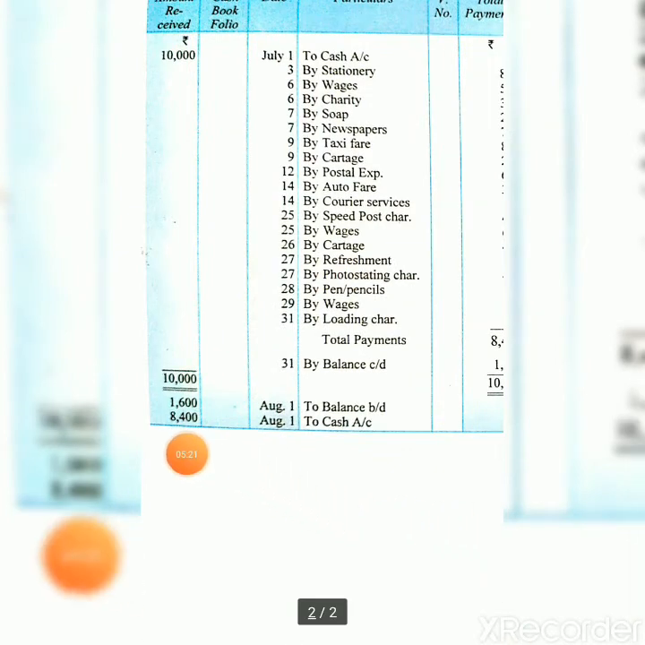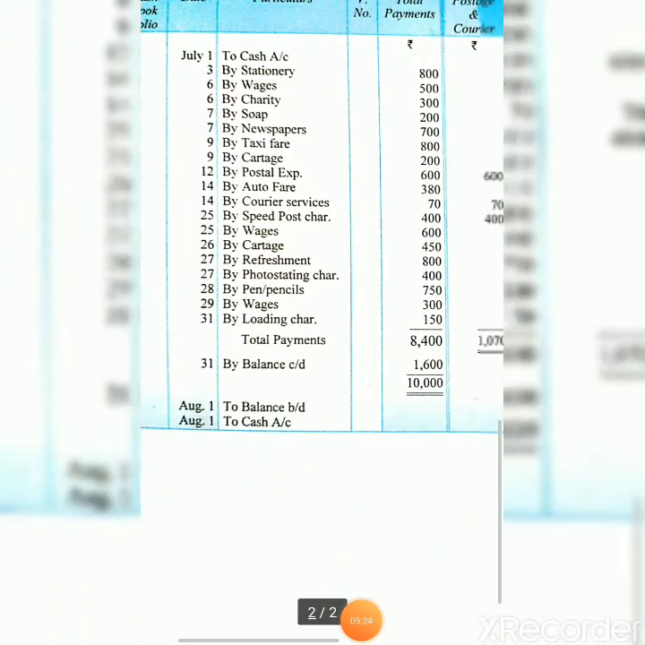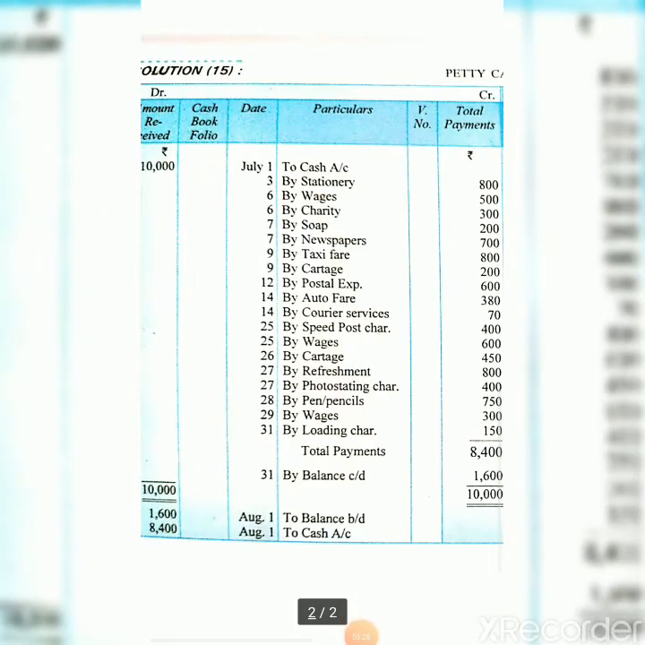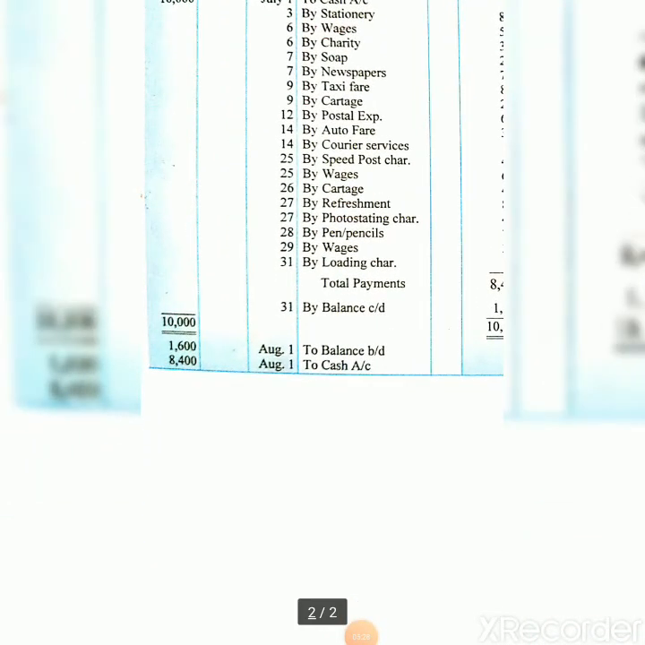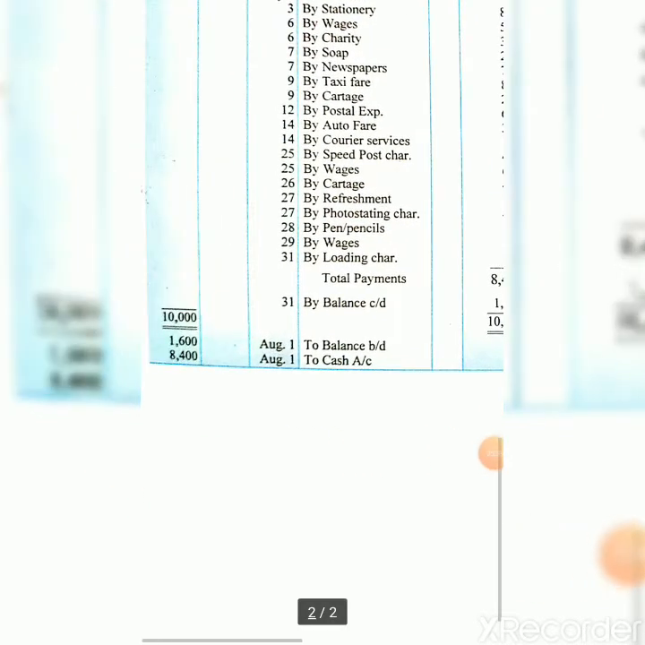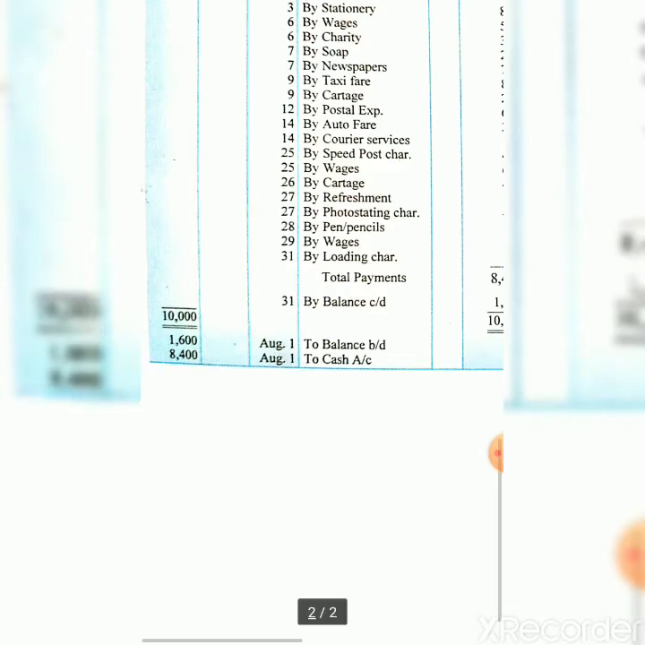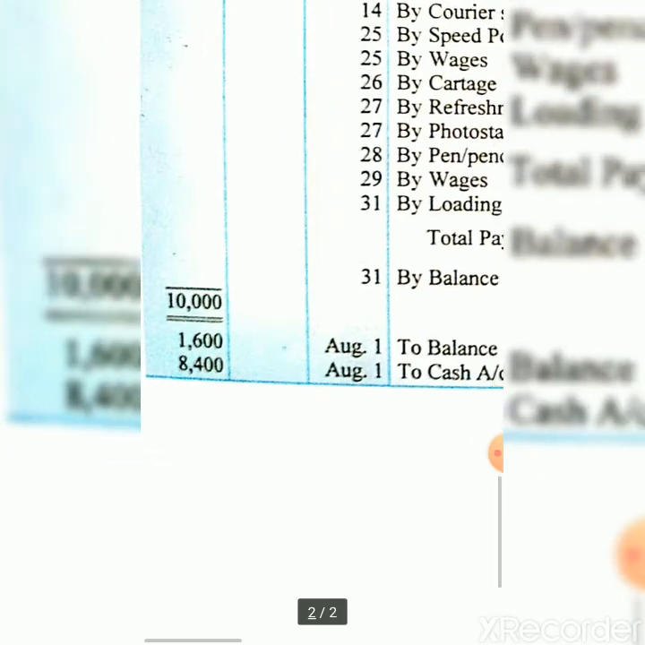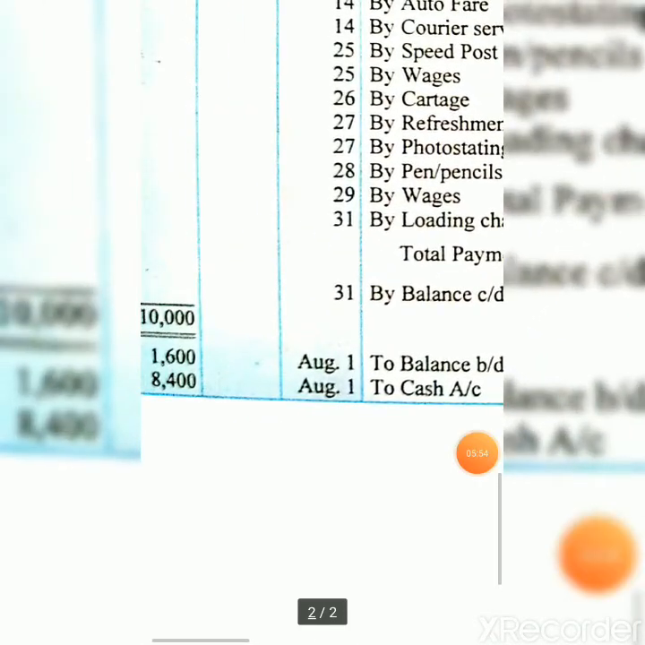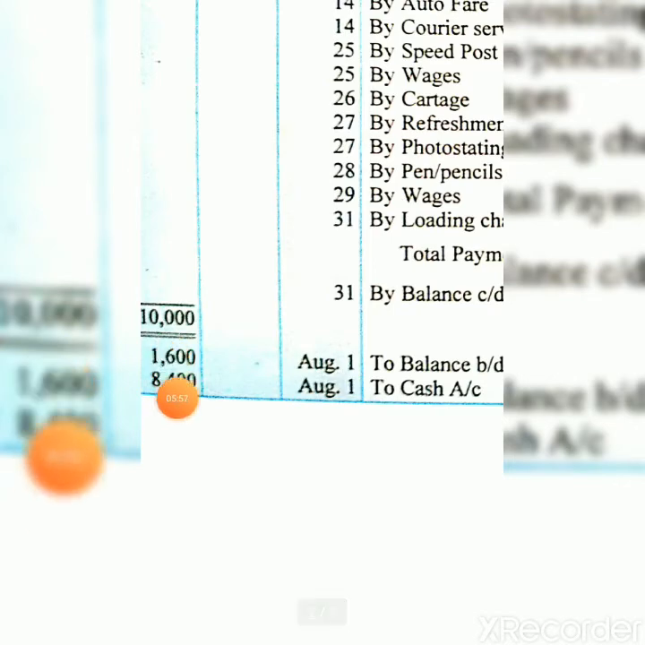Now, like we do in the cash book, separate different columns are there. Here particulars are maintained in the same column. So to balance b/d we will write on August 1st here in the debit side. Now 1,600, to make it 10,000, we need to credit by petty cash. We will write in the cash book by petty cash, and here we will write to cash. That means it is debited, so 8,400 will be debited here. And again at the start of the month, the total balance will become 10,000.